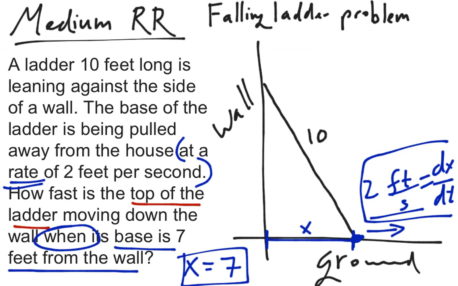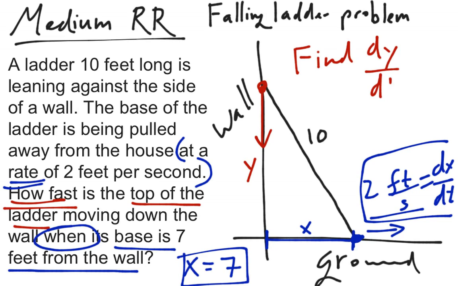But we also want to know how fast the top, that's here, is moving down the wall. Great. We need to find another variable. Let's call this one y. Why? Because I said so. Great. And the quantity that we're looking for is how fast. How fast? Oh, that's also a rate. It's the rate of change of y with respect to t. So we want to find, essentially, dy/dt.